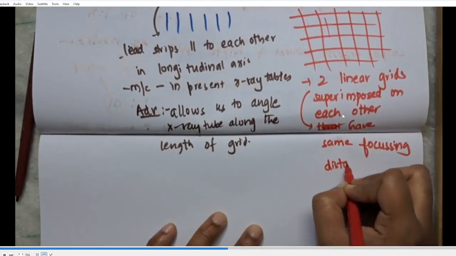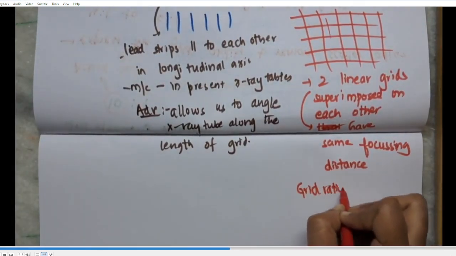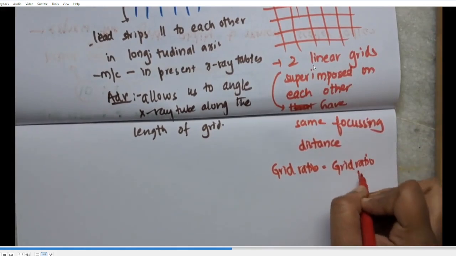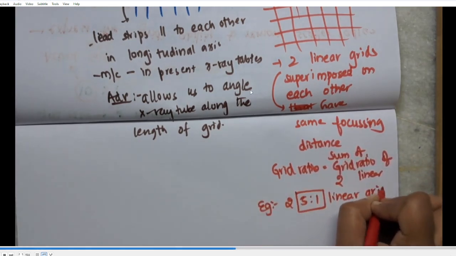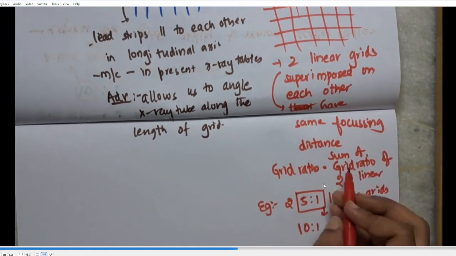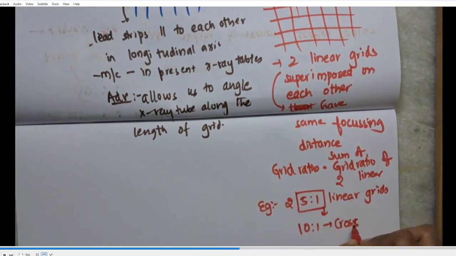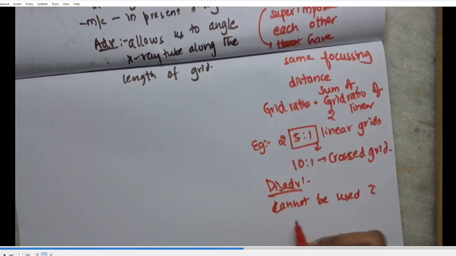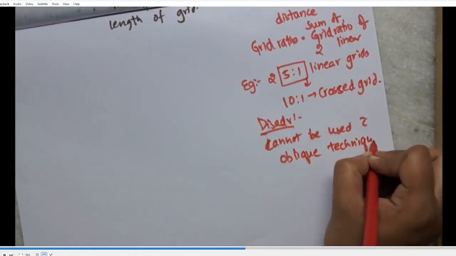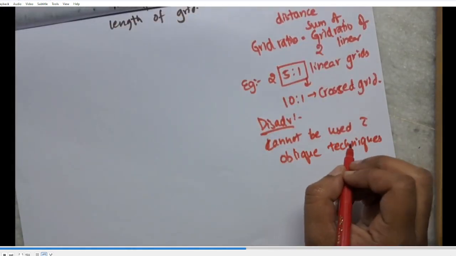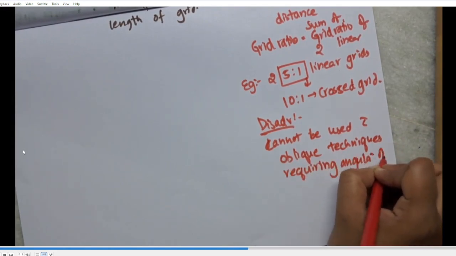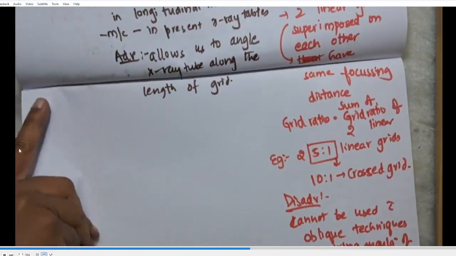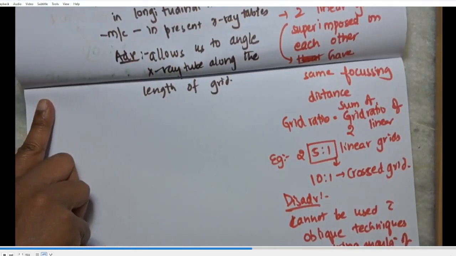So these two linear grids have the same focusing distance. The grid ratio of this crossed grid is the sum of the ratios of the two linear grids. A crossed grid made up of two 5:1 linear grids has a grid ratio of 10:1 and functions the same as a linear grid of 10:1. The disadvantage of crossed grids is that they cannot be used with oblique techniques requiring angulation of the X-ray tube, which is the biggest disadvantage.